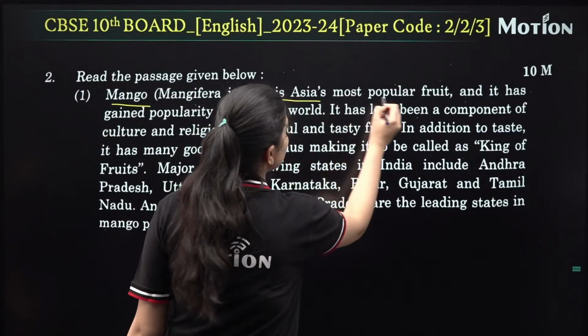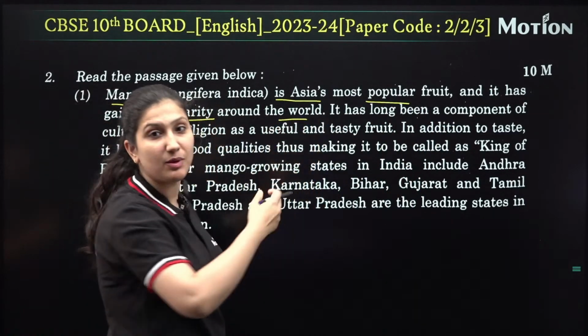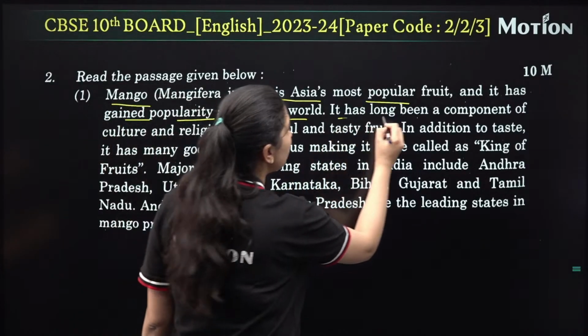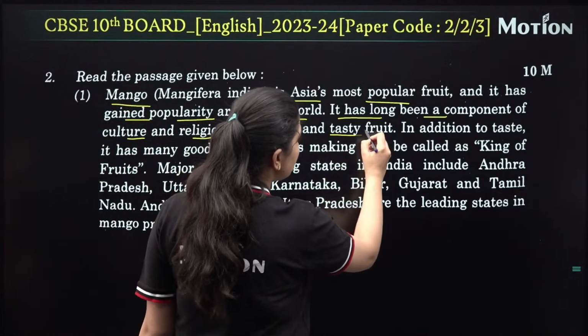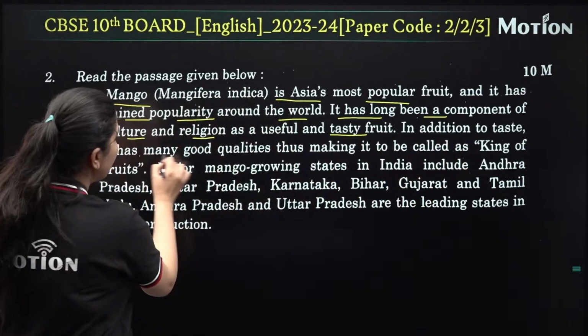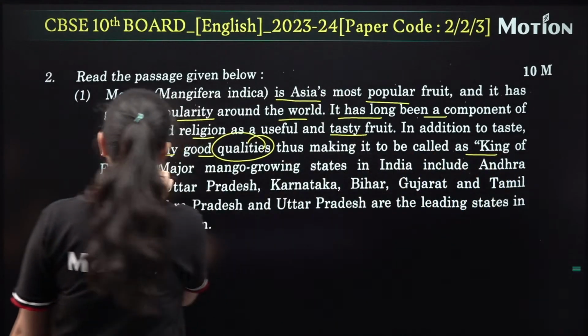Mango is Asia's most popular fruit and it has gained popularity around the world. It has long been a component of culture and religion as a useful and tasty fruit. In addition to taste, it has many good qualities, thus making it to be called the king of fruits.